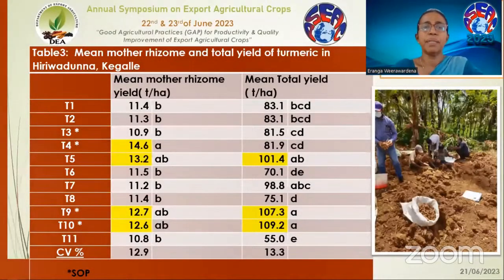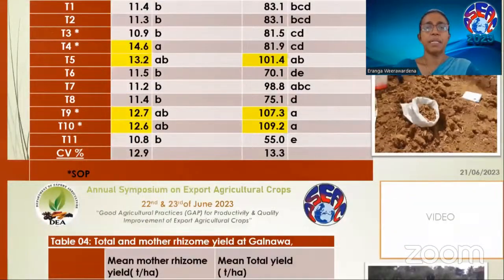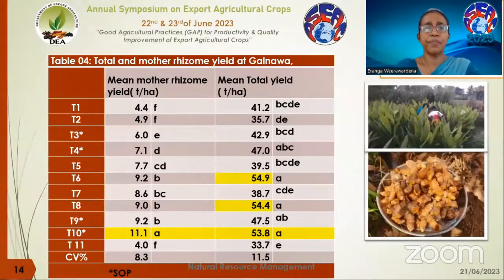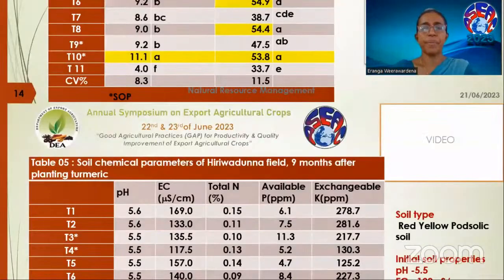And when we compare the mean number of mother rhizomes and total rhizomes of turmeric in Hirikadunu Kegol, there also we couldn't see any significant differences among treatments. Even in the Galna field, for total rhizome as well as mean mother rhizome, there was a significant difference in T10, but in mean total yield, there were no significant differences among treatments.